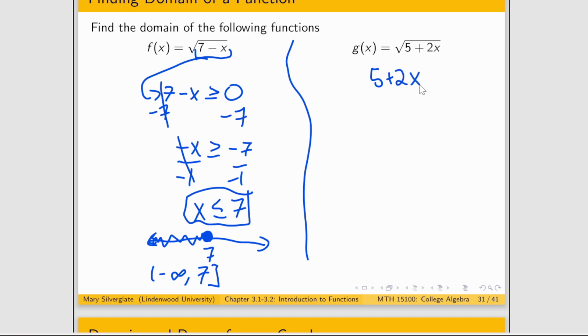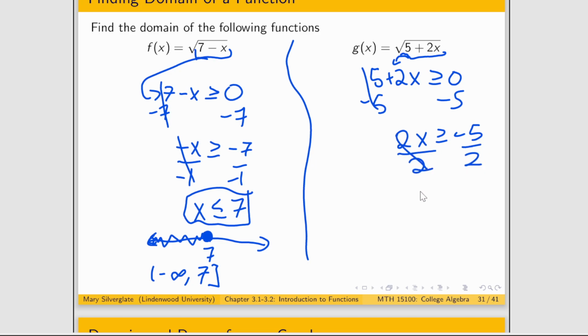So I have 5 plus 2x has to be bigger than or equal to 0 because what's underneath the root has to be bigger than or equal to 0. Then I just keep on solving. I want to undo addition and subtraction first, so I subtract 5 from both sides. 2x is greater than or equal to negative 5. Then I want to undo multiplying by positive 2 by dividing by positive 2. Since I'm dividing by a positive, I do not need to flip the inequality.